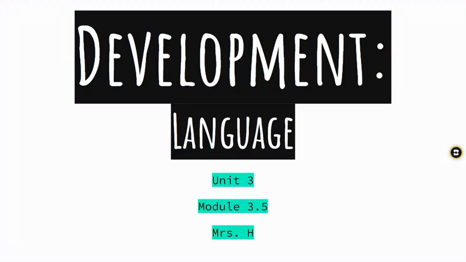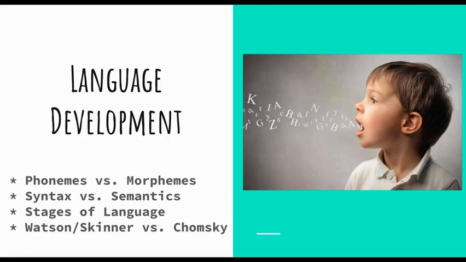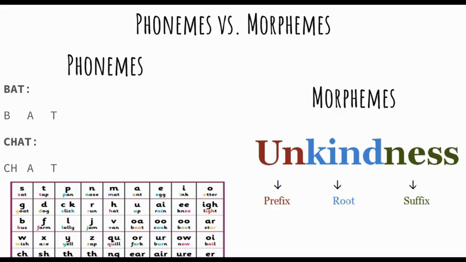Today's video lecture is a continuation in our development unit. We are focusing today on language and how it is developed. So some of the things we're going to be talking about today are the difference between phonemes and morphemes, syntax versus semantics, the stages of language that we go through, and the debate that we see in the field of psychology between kind of the Watson-Skinner behavioral perspective and a man named Noam Chomsky.